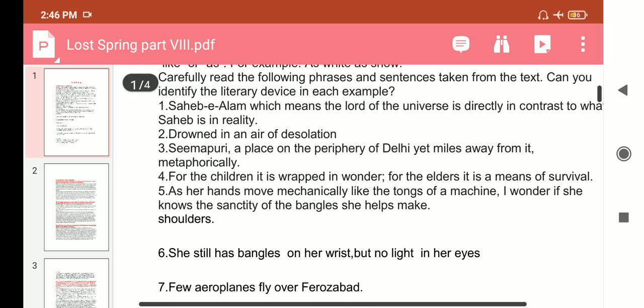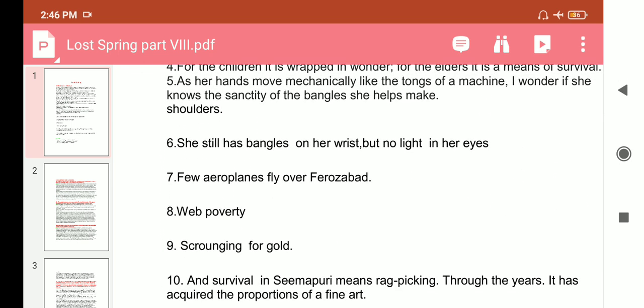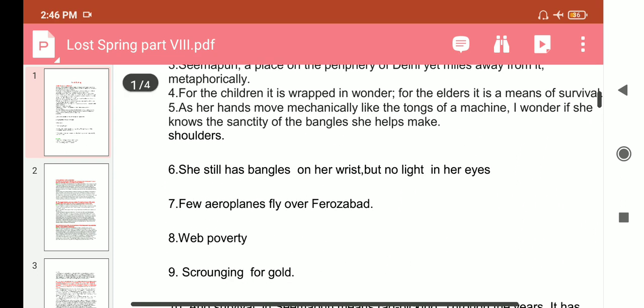So number 6 is: she still has bangles on wrist but no light in her eyes. Here contrast has been made. The device used here is contrast.